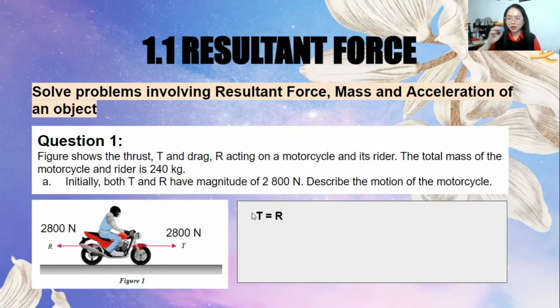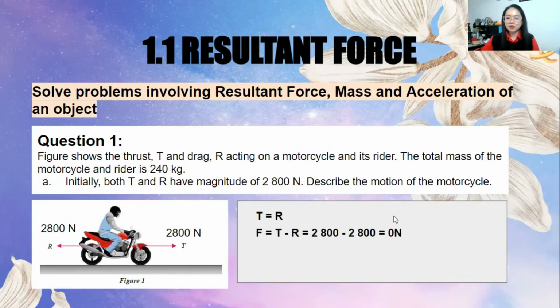So don't forget to write the resultant force formula. Now, let's say you don't write this and you directly describe the motion of the motorcycle, also not wrong, okay, because you know the concept already. But I'm going to explain one by one here. So I have F is equal to T minus R. It doesn't matter if it's R minus T or T minus R because both values are the same. So eventually you are going to get 0 Newton in the end.